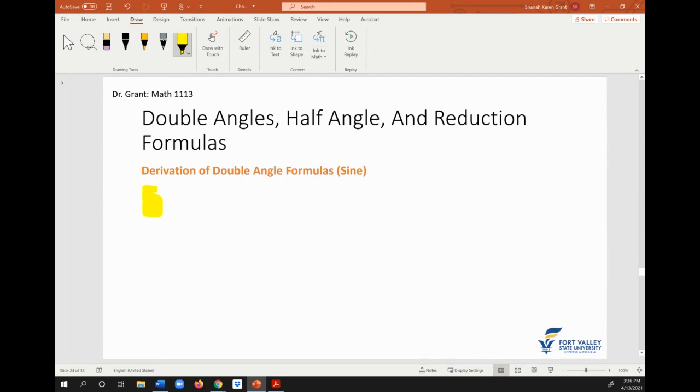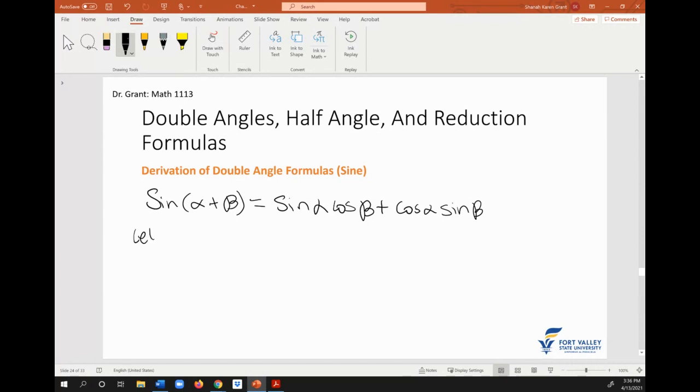So recall that sine of alpha plus beta equals sine alpha cosine beta plus cosine alpha sine beta. Now, let's say we let alpha be equal to theta and beta be equal to theta, meaning we're letting them be the same.